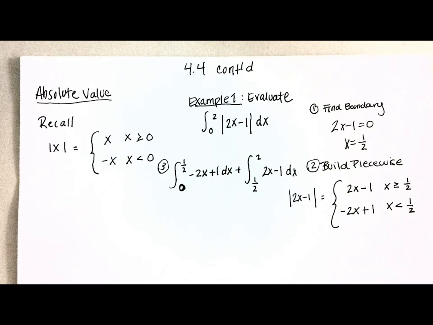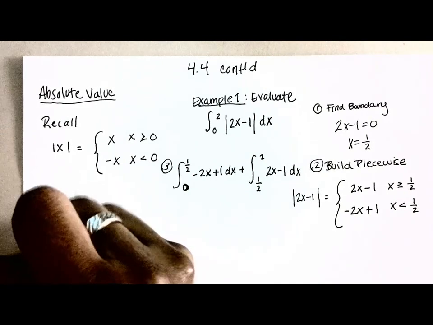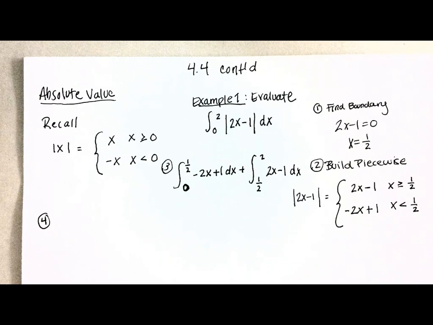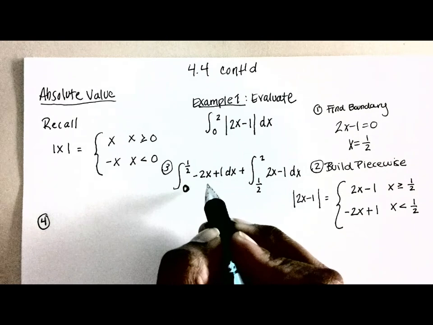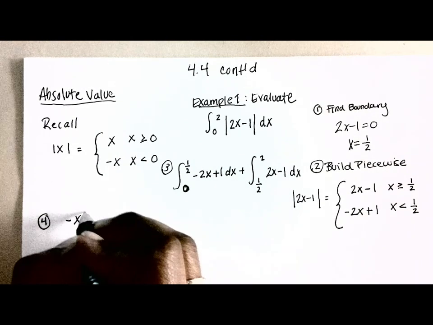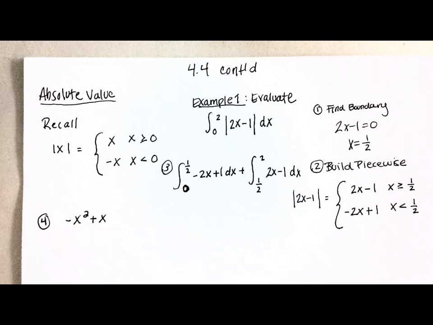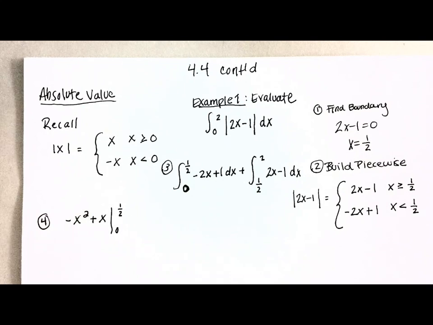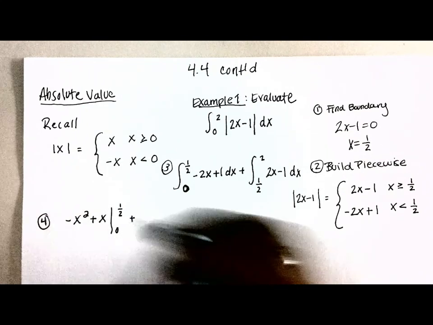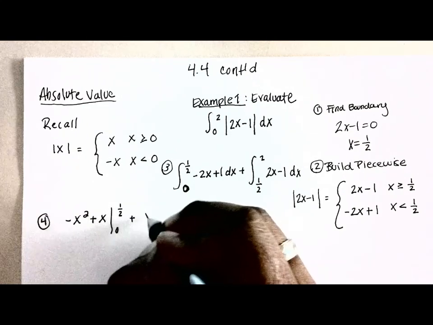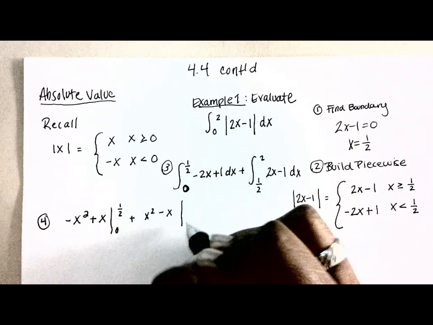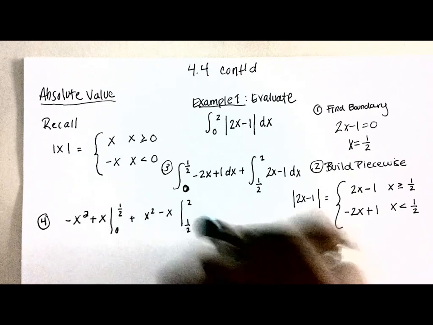So then we just integrate. That's step 4. I integrate them separately, evaluate them separately, and then add them together. So this is going to be negative x squared plus x evaluated from 0 to half, plus x squared minus x evaluated from half to 2.